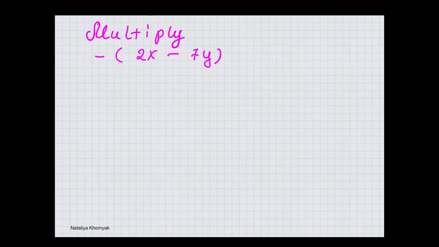Multiply negative times 2x minus 7y. First step is to copy the inside, 2x minus 7y. If you see no coefficient inside of the parentheses, you can write down 1. We want it inside of the parentheses. And we have negative 1, negative 1.